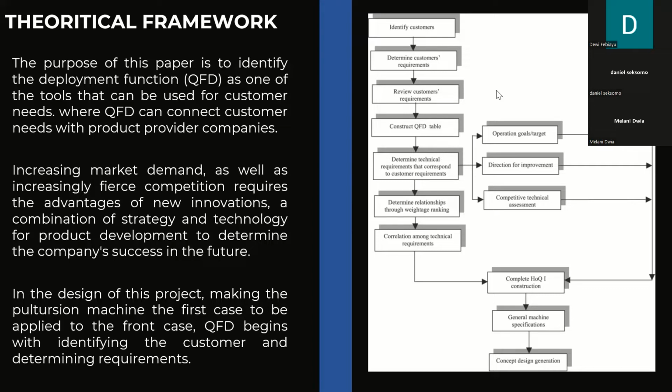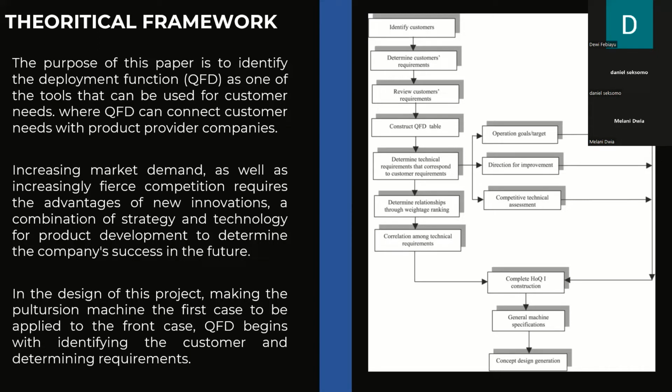Beside here is the flow chart of this project. First we can see identify customer, determine customer requirement. After that, review customer requirement. Then construct the QFD table and determine technical requirement that corresponds to customer requirement. And determining technical requirement is divided into 3 processes. The first is operation goals or target. The second one is direction for improvement. And the last one is the competitive technical assessment.